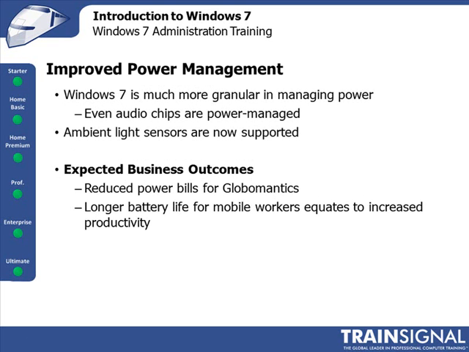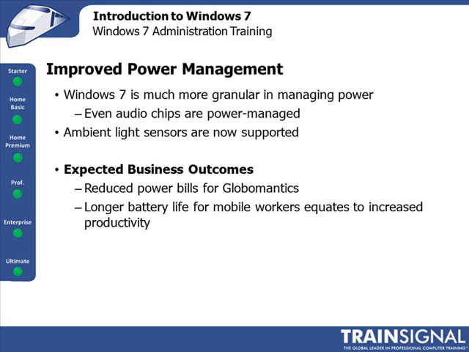Windows 7 also brings much improved power management to every single edition of the product, from the Starter up to Ultimate. Windows 7 is much more granular in managing power and makes every attempt to eke every ounce of power out of every device that it possibly can in order to increase battery life and reduce electric bills. Even audio chips in Windows 7 are power managed. If nothing is using the audio processor, Windows 7 will bring it into a low power mode so that it doesn't use as much electricity. Windows 7 also supports ambient light sensors, so that if you're in a bright room or a dark room, the display on a laptop, for instance, will adjust lighter or darker depending on the exterior lighting.